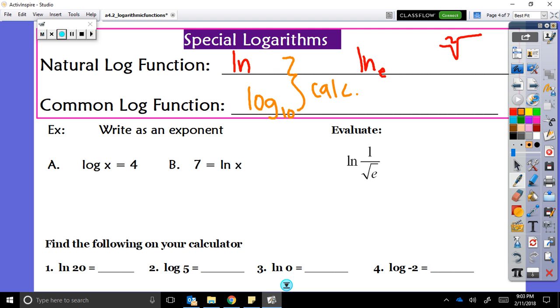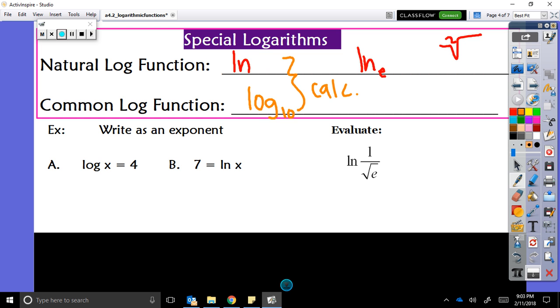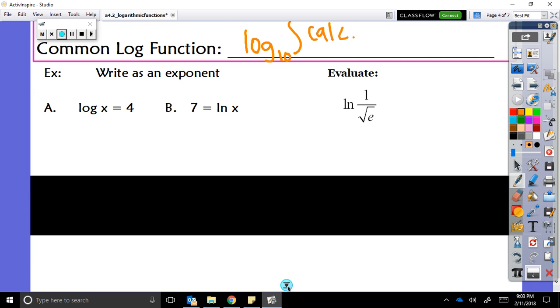Okay, so if you look at our questions down right here, rewrite as an exponent. So remember this is log base 10, and when we're going to exponent form, we're drawing the E. So 10 to the 4th power equals x. Okay, and so 10 to the 4th power is 10,000.